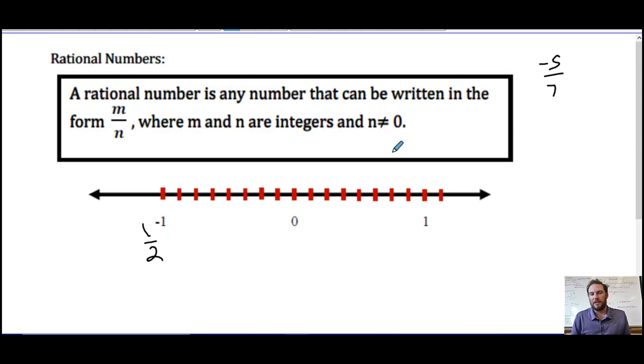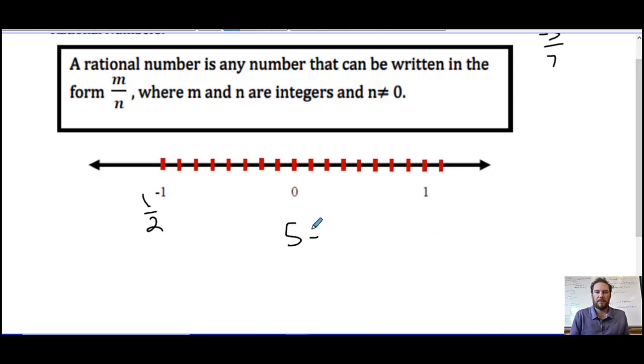And the reason n is not allowed to be 0 is relatively straightforward. Because these rational numbers are considered fractions, and fractions are simply another way of considering division, what happens when I try to divide by 0? If I took my calculator and typed in 5 divided by 0, or as a fraction 5 over 0, my calculator gives me an error. It doesn't like that. It says, whoa, whoa, whoa, we can't do that.